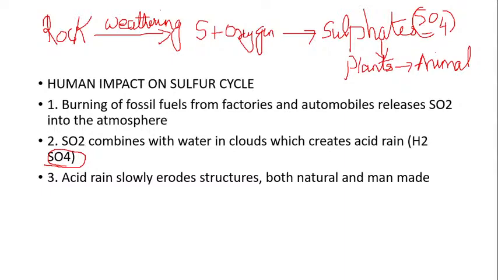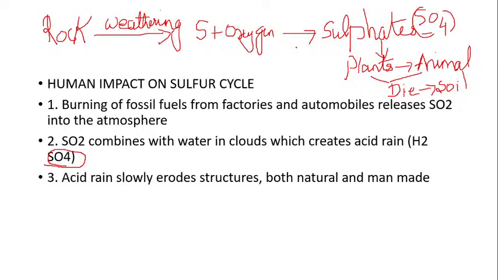When these plants and animals die, they are degraded and the sulfur reaches the soil back, and then it reaches the water bodies also. And thus the sulfur is recycled, and again it undergoes sedimentation, and after sedimentation it will again be recycled back to the atmosphere. This is how sulfur is recycled.